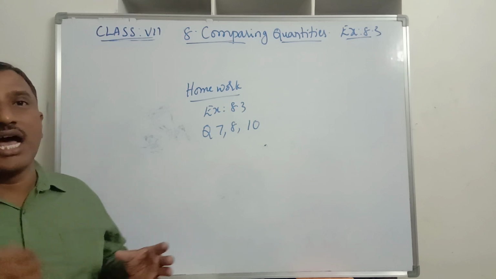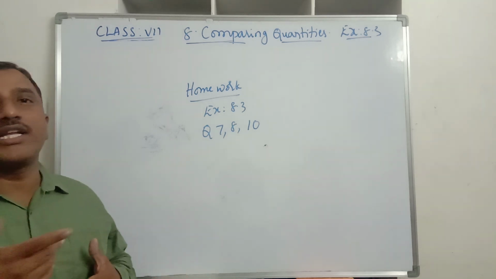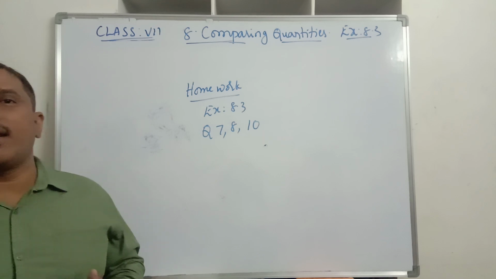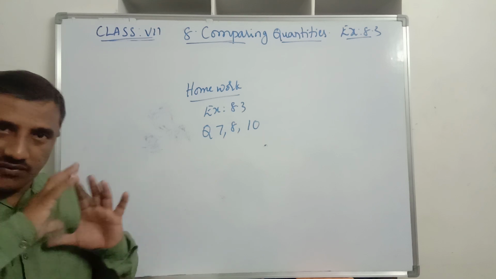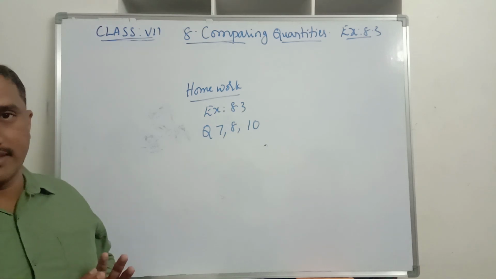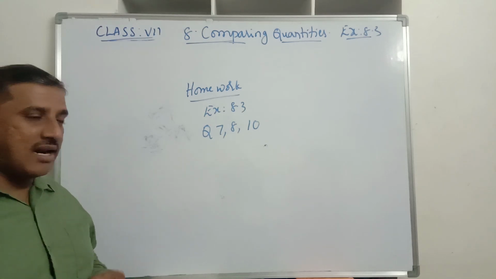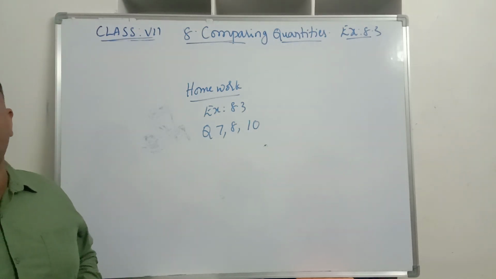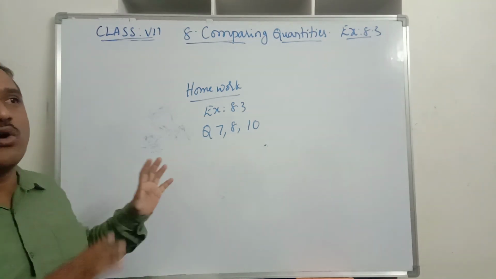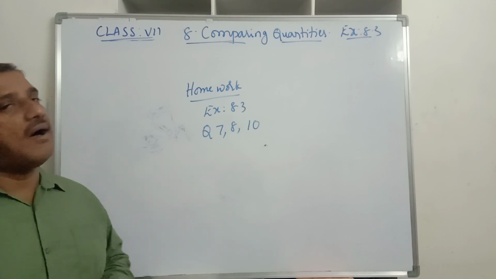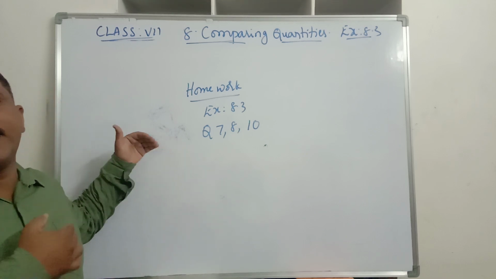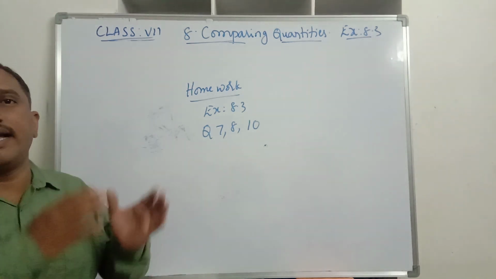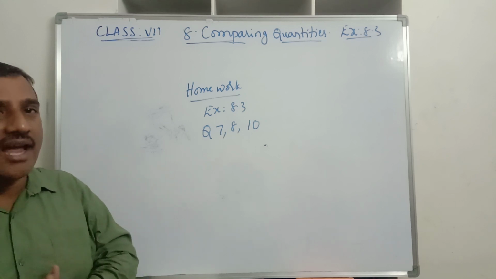We studied how to find the simple interest, what is the formula to calculate the simple interest, and what is the formula to calculate the amount which has to be paid after the given time period. And rate of interest is always expressed in percentages and it is calculated per annum. So this is the whole thing which we studied in this chapter, comparing quantities. Again we will study comparing quantities in class 8th. What we studied in class 7th is continued and it will be there in class 8.